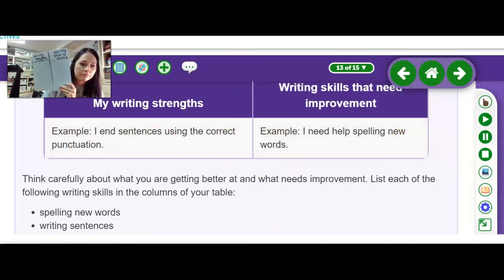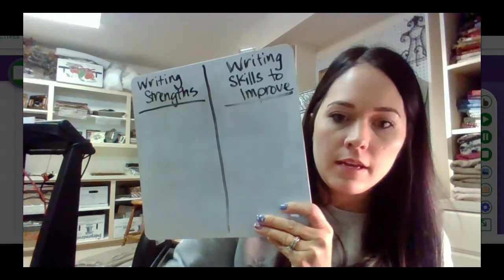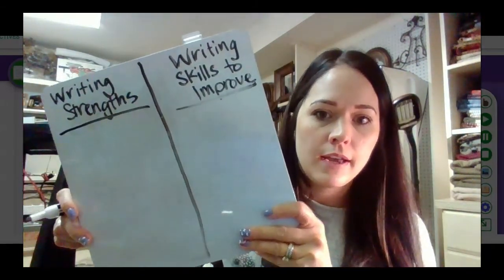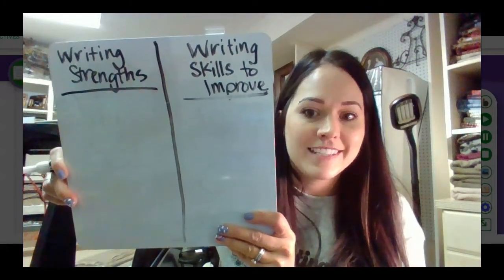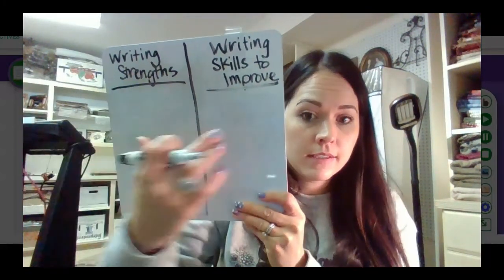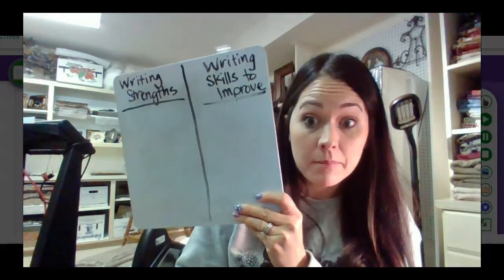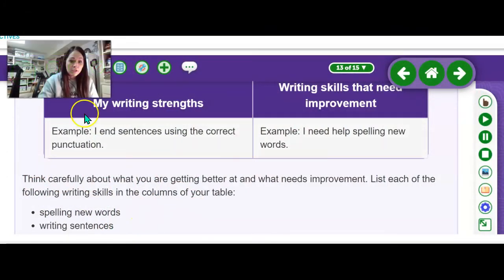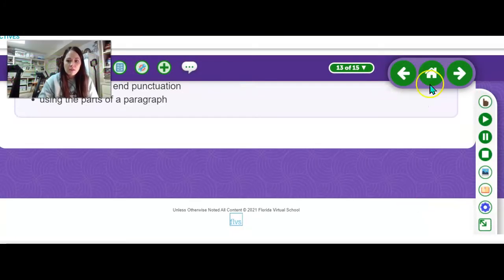Here's my chart. Writing strengths and writing skills to improve. And I would list something that I'm good at, something I need to work on, maybe a couple things in each area. And I'd like you to do that just to refer back to as we're going throughout the year and continuing our process as writers. So do that in your workbook. Doesn't have to be submitted, mostly just for you to refer back to.